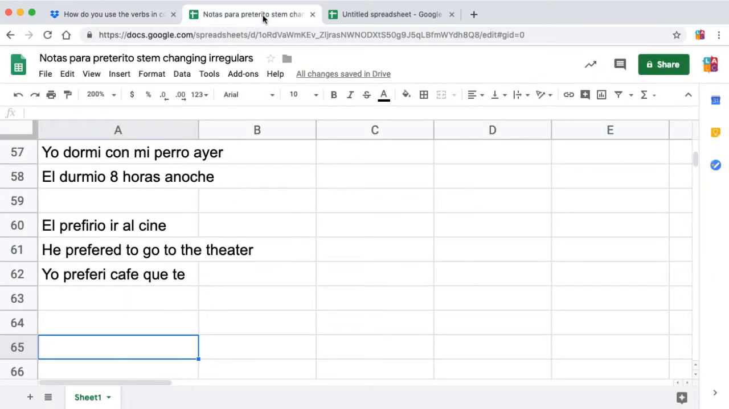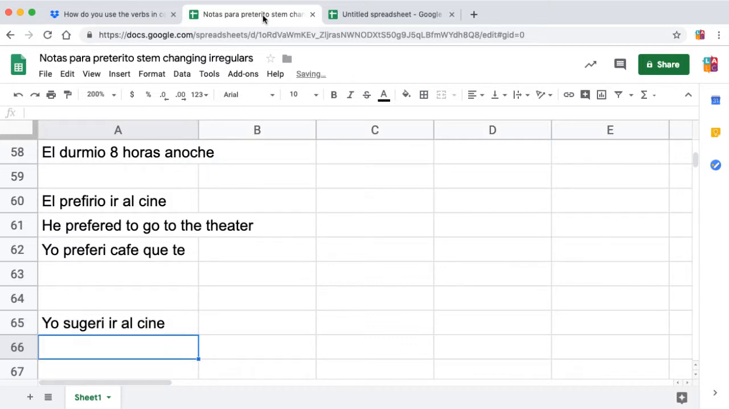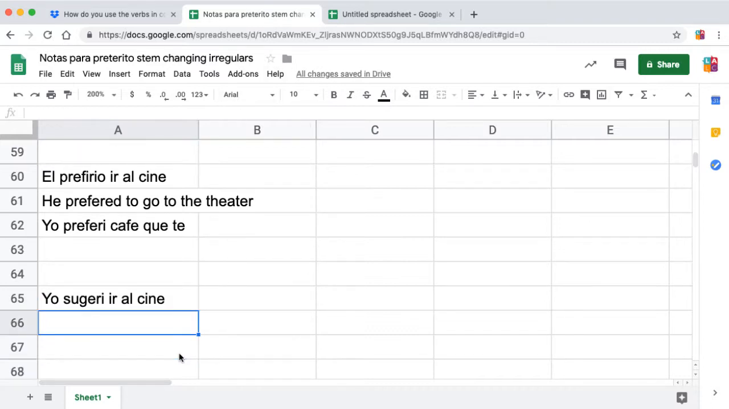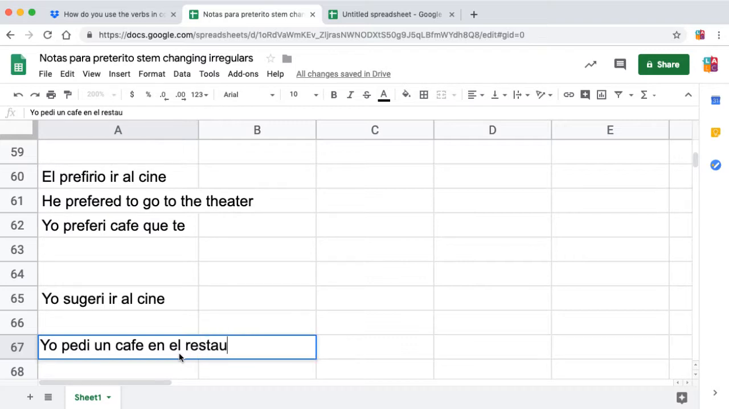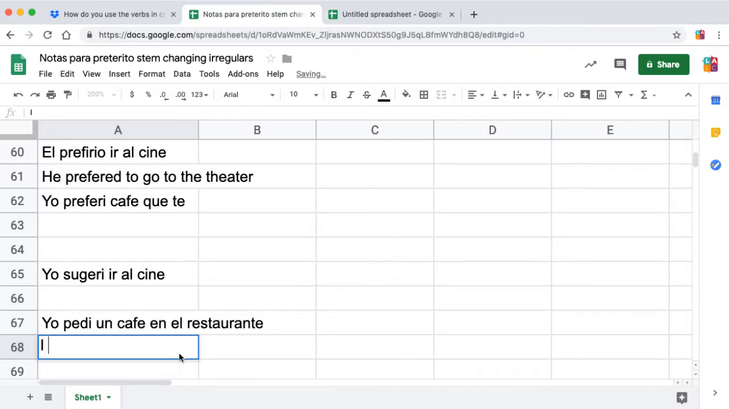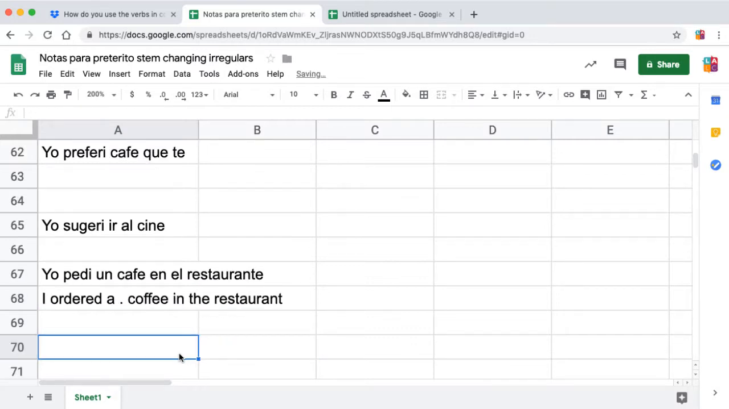Then sugerir, for example, yo sugerí ir al cine. See, I suggested to go to the theater. And then another example could be pedir, for example, to ask for or to order. I can say, yo pedí un café en el restaurante. So I asked for, but also it means I ordered a coffee in the restaurant.